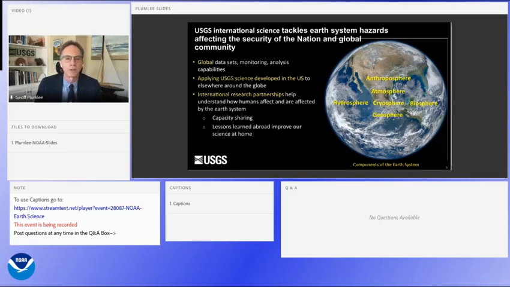And what we found is that these international research partnerships really help us understand how humans affect and are affected by the Earth system. A big part of that is capacity sharing with other countries and communities around the world. And what we've always found, and I know this is the same for folks in NOAA that have worked internationally, the lessons we learned abroad really help improve our science at home.